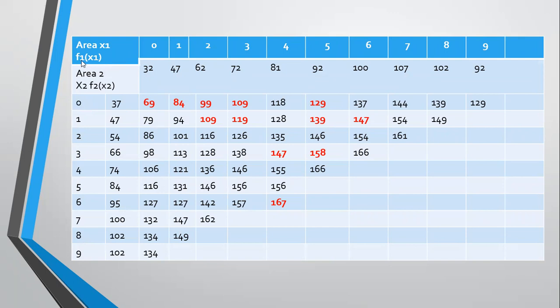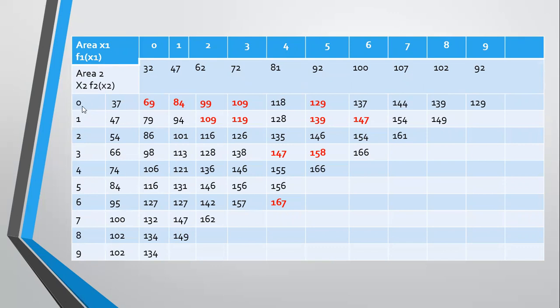So F1 of x1, where F1 is the functional variable and x1 is the decision variable. X1 is the total revenue, the profit cost. Here we need to combine area 1 and area 2. In the total, in the corresponding cell, we have to find out the total profit cost by combining area 1 details and area 2 cost details. The cost details for area 1 and area 2 are given horizontally and in the vertical column.